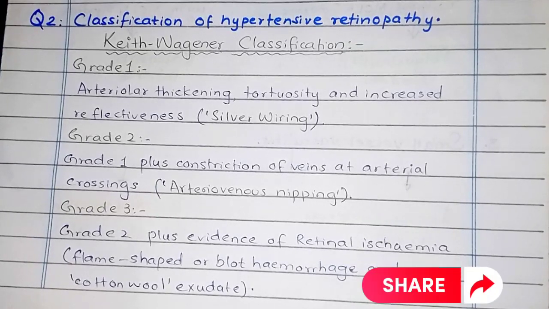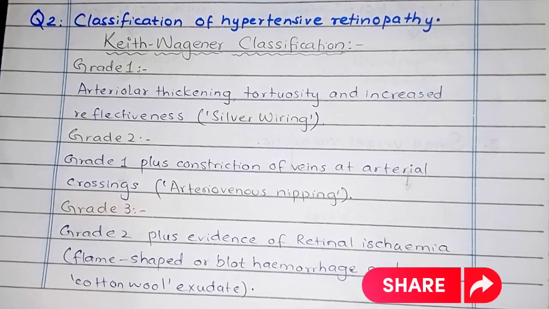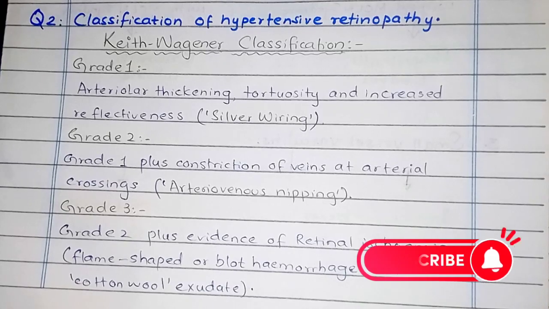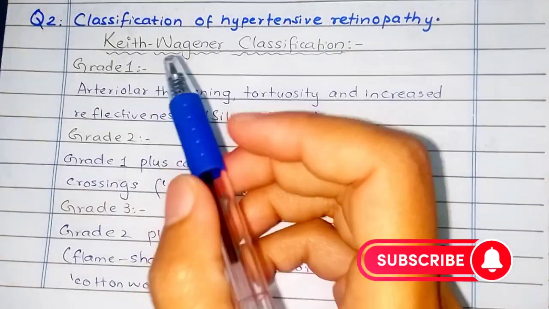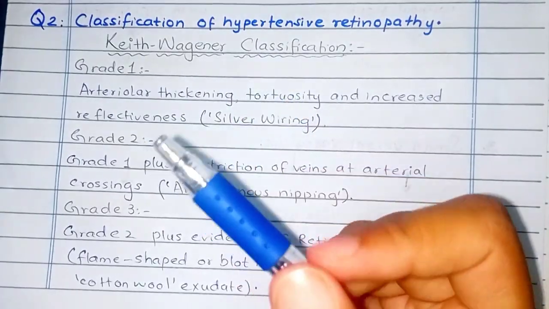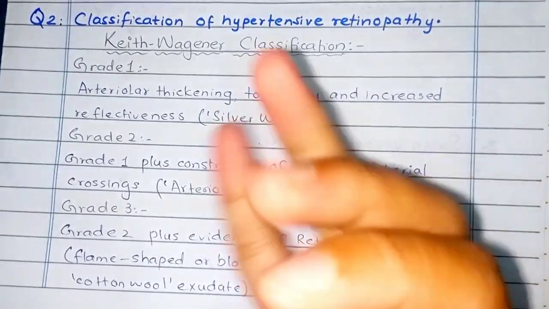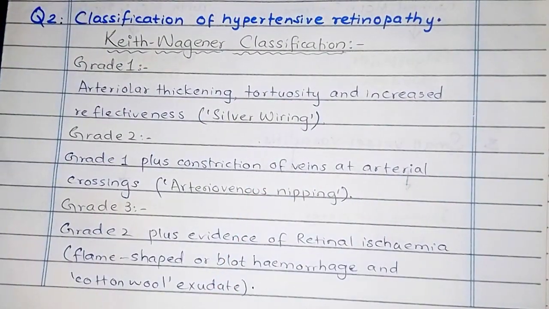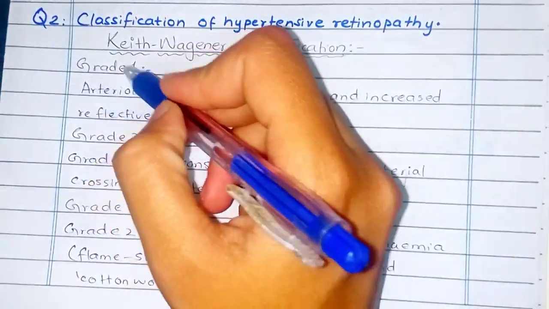Now, the classification of hypertensive retinopathy is typically based on the severity and the characteristic features observed during an eye examination. Now, the Keith-Wagener-Barker classification is commonly used for this purpose, and it categorizes hypertensive retinopathy into 4 different grades. So, the first one is mild retinopathy, grade 1.